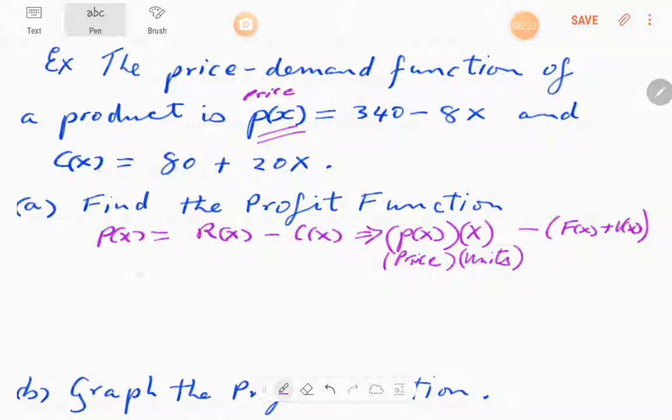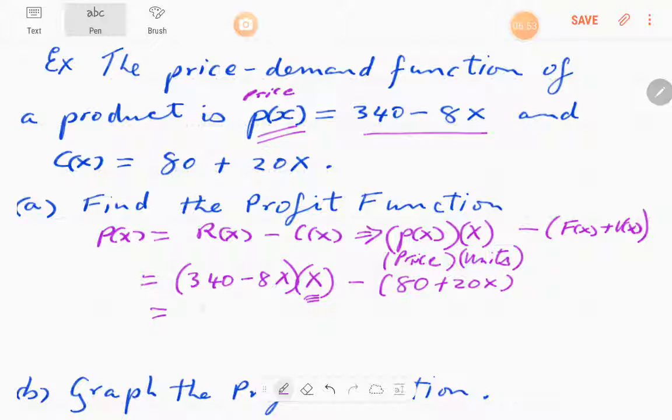Okay, so here our profit, P(x), is made up of the price function, 340 minus 8x, but don't forget to multiply times the number of units sold, x. So this is where most students make their mistake. They forget to put that x back in there. Minus our cost function of 80 plus 20x.